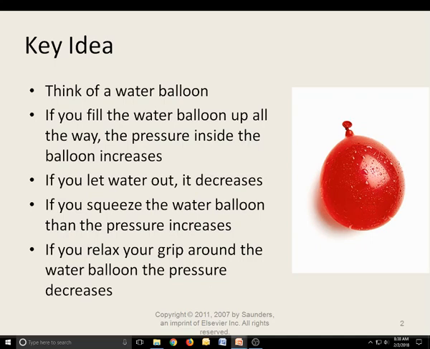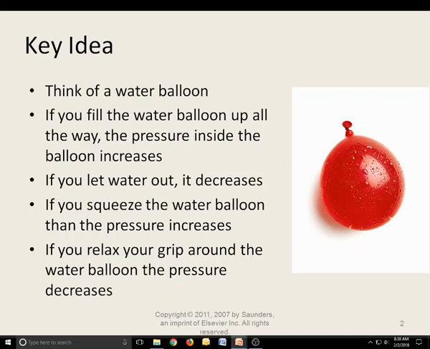If you let water out of the water balloon, that is going to decrease the volume of water in the water balloon, and that is going to bring pressure back down. So one thing that increases or decreases blood pressure is a change in volume. The more volume you have, the higher the blood pressure. The less volume, the lower the blood pressure is.